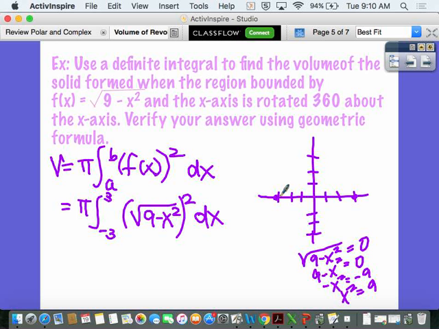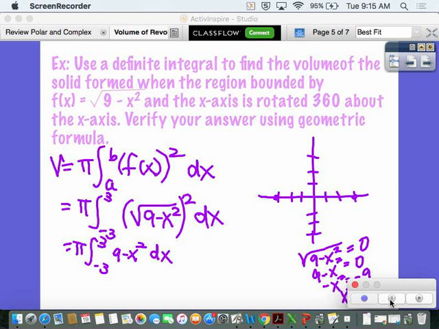So when you square a square root, what happens? It goes away. So we basically have pi, the integral from negative 3 to 3 of 9 minus x squared dx. I think you guys can take it from here, yes? To find the definite integral. No calculator, so leave it in terms of pi. So figure this out.